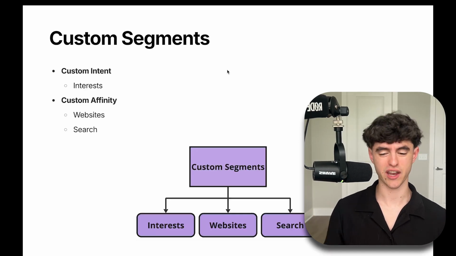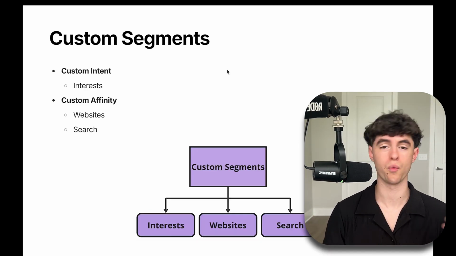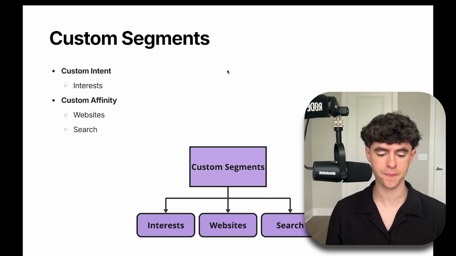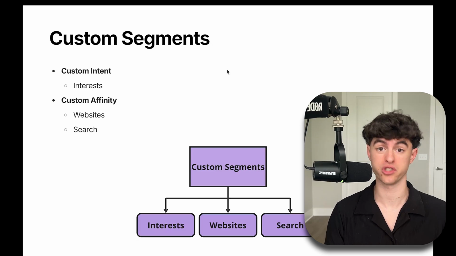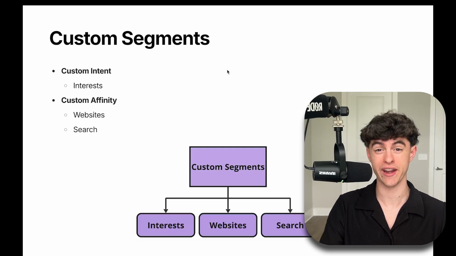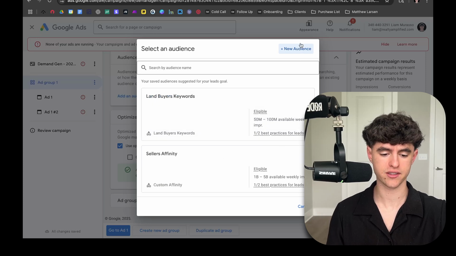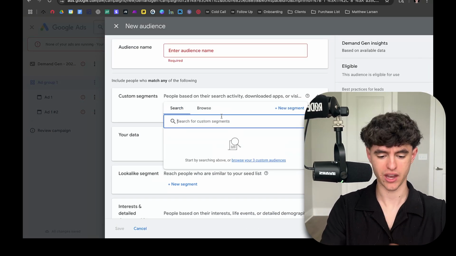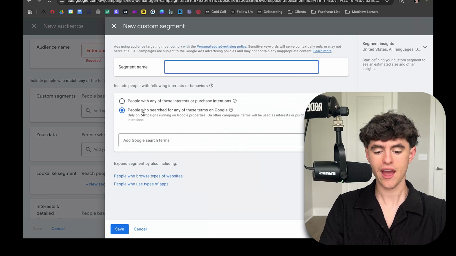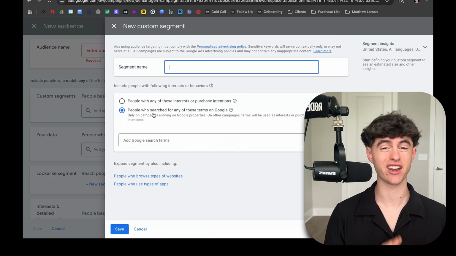Next are custom segments. Essentially, this is where you can input people's interests or certain websites or keywords they've been typing in. And essentially, you're only gonna show your videos to those who have inputted those specific keywords. So let's just go over there right now. In order to access this, you're gonna go back to your ad group, click on Add an Audience, click on a new audience, and then from here, you're just gonna wanna click on custom segments here. So you can click a new segment, and you're gonna wanna understand the difference between custom affinity and custom segment.